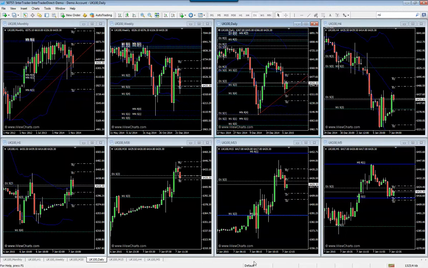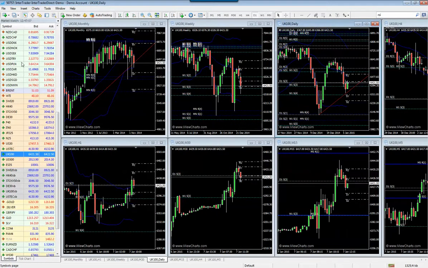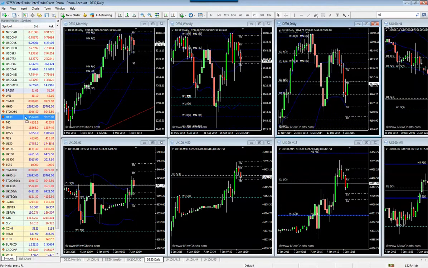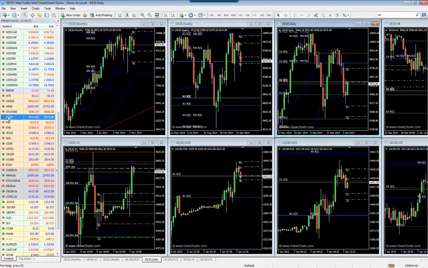If you wanted to save this as a profile, then all you would do is save as, FTSE ATF, so FTSE all time frames. Once you've done that, you can then open up your market watch and use this template for anything. So just bring up the DAX, put the DAX into all these windows. Then you've got the DAX on all time frames.